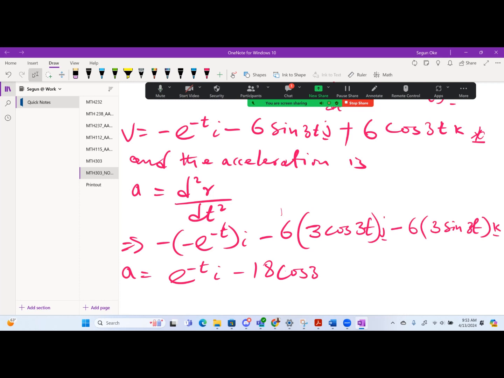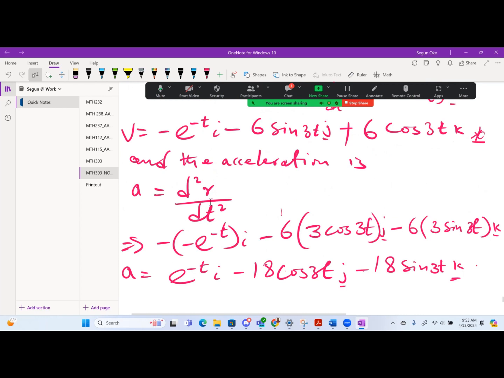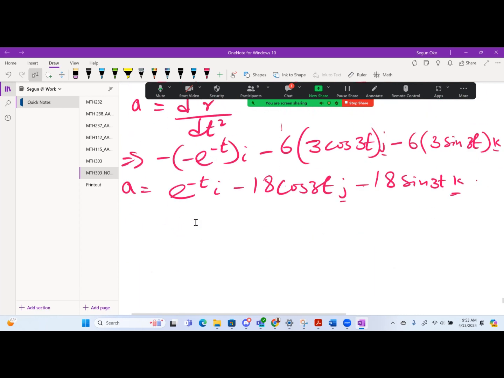18 cos 3t j and minus 18 sine 3t k. So that is what they asked us to do. Remember, acceleration, differentiate it twice. Velocity, you differentiate it once. First derivative, second derivative will lead you to acceleration.